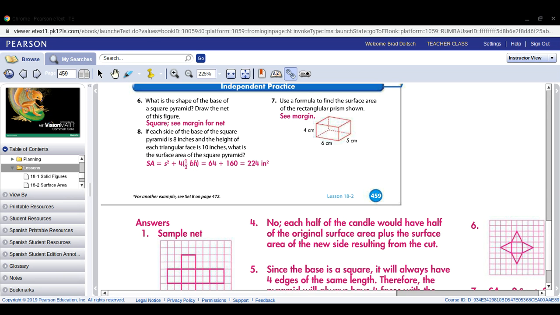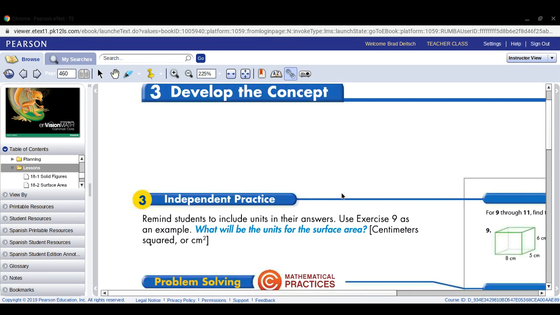So if you guys want me to go over any of these visually, just send a message and I can use the document cam to kind of show that. It's kind of hard to explain, right, without showing the visual.